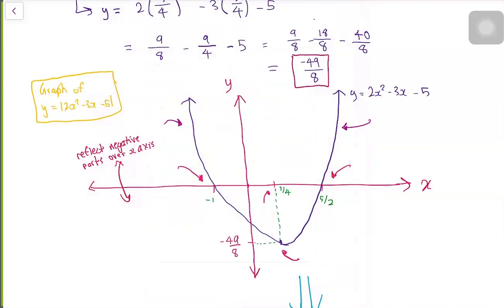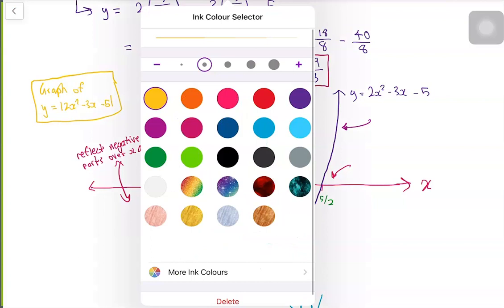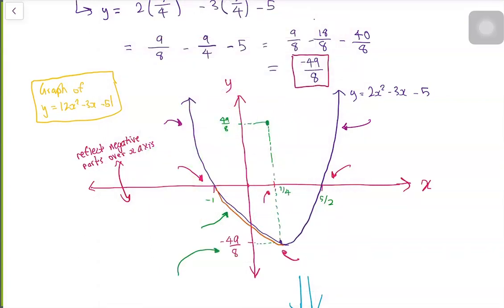So we can see the negative parts are down here. And to reflect it over the x-axis, it means this vertex negative 49 over 8 will be flipped up to 49 over 8. So we have to draw it a bit higher. So it's up to 49 over 8 here. So now the vertex gets flipped up to this point over here. So we can flip this entire orange region here. We can flip the whole thing like this.